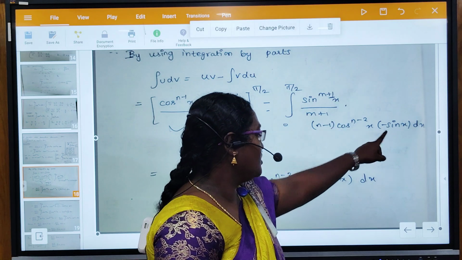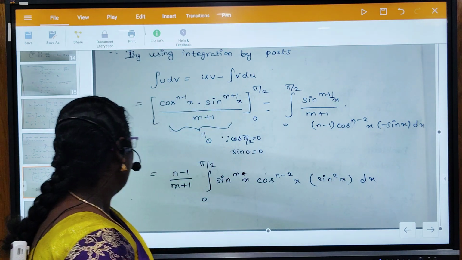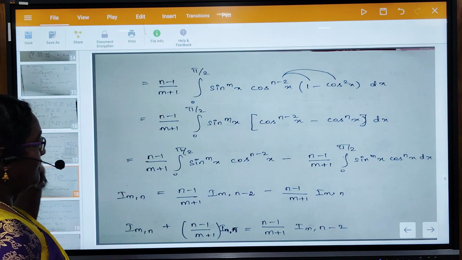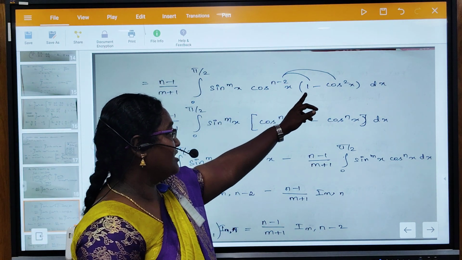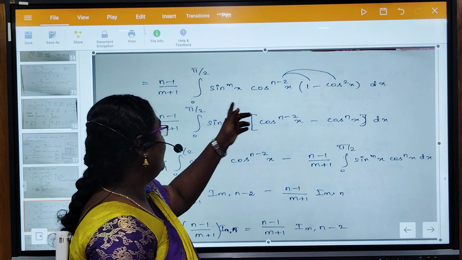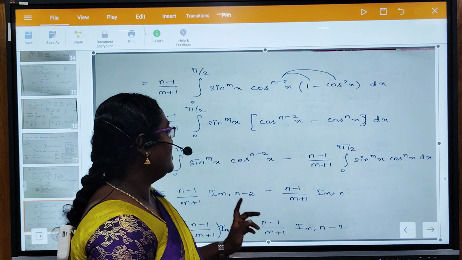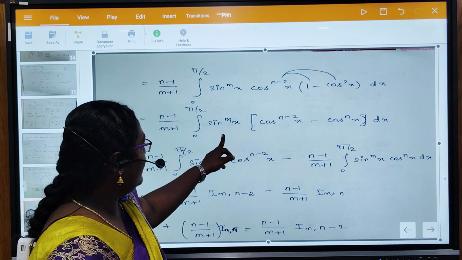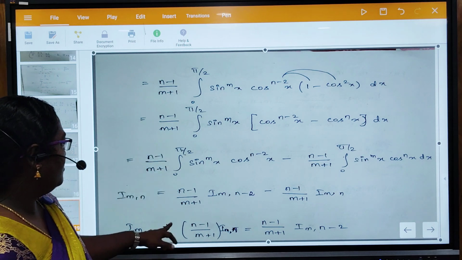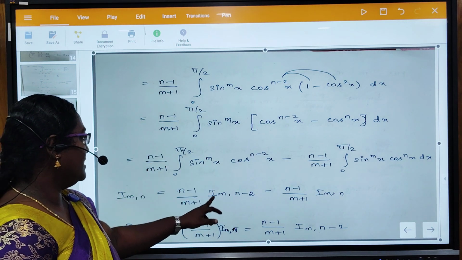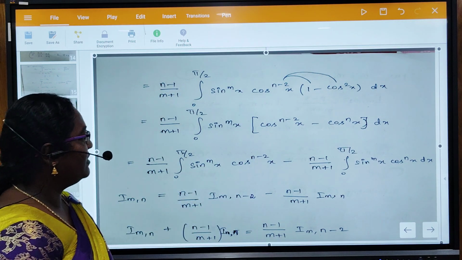So this and this becomes sin square x, right? After that we will be substituting sin square x using the basic trigonometric formula. We are substituting 1 minus cos square x, and we are taking the cos power n minus 2 inside the bracket. So we will have this. Again we are taking this n minus 1 also inside. So using the reduction concept, m will be the same. Now n is reduced to n minus 2.